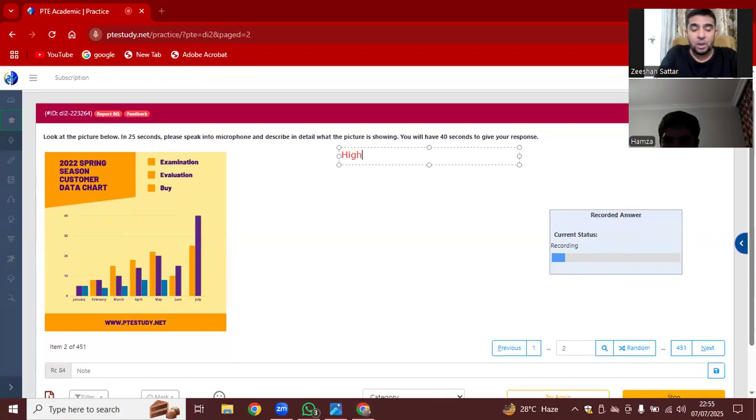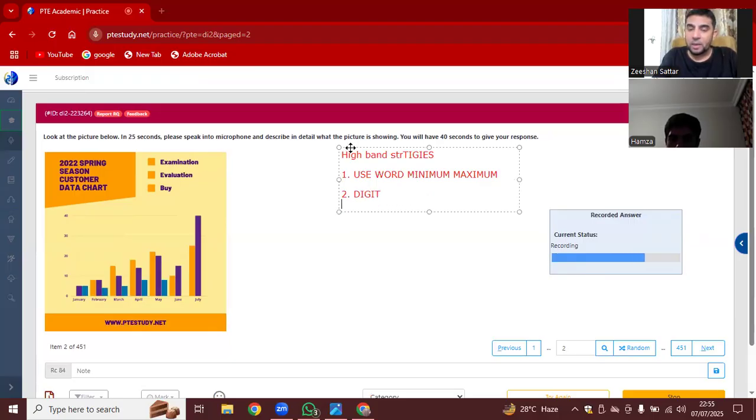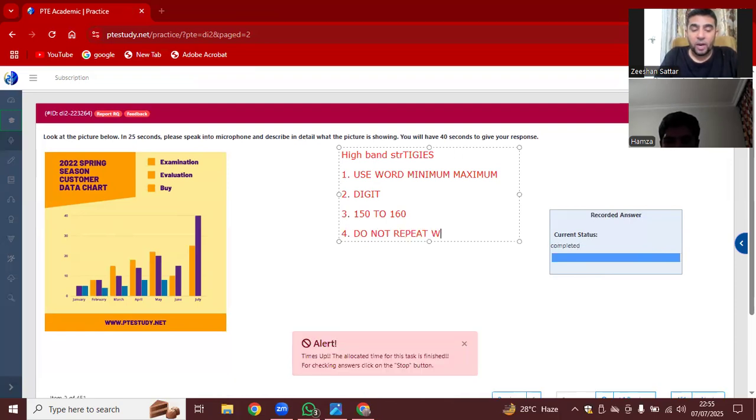High band strategies for this question. Number one, use the word minimum, maximum where applicable. Number two, use digits where you see there is some numeric. Number three, 150 to 160 should be the maximum speed at which you speak. Number four, do not repeat words again and again.